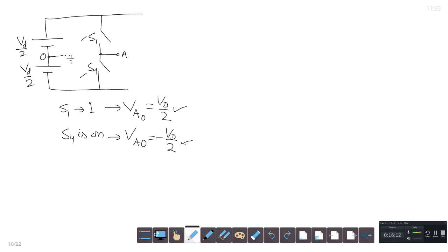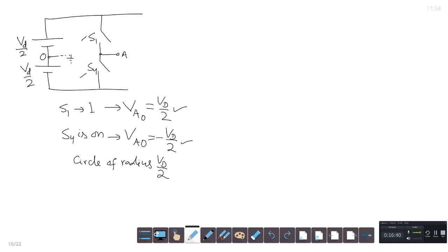So, the locus of the output voltage is a circle of radius Vd by 2. The voltage utilization is given by the circle of radius Vd by 2, because output voltage is either plus Vd by 2 or minus Vd by 2 in each phase all the time. Okay. Now, let us consider the space vector PWM.